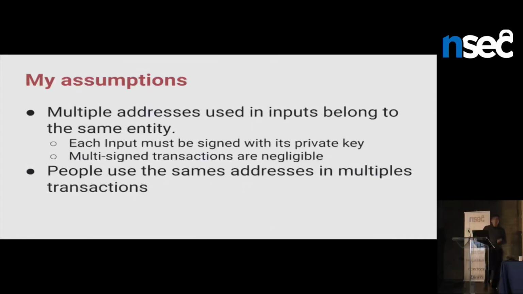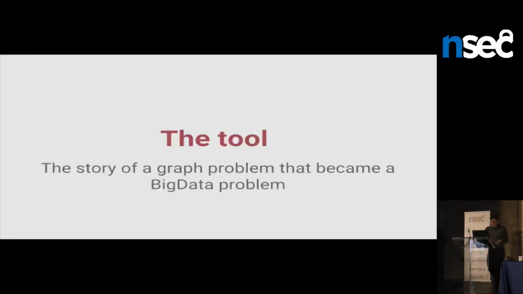And the other assumption is that people don't know how to use Bitcoin and reuse addresses in multiple transactions. So instead of sending the change to a new address they created, they send back the change to the already existing address and reuse this address multiple times. That means that I can do the merge that I explained in the previous slide.